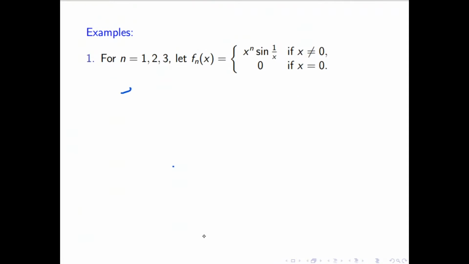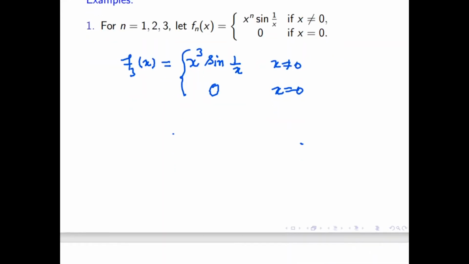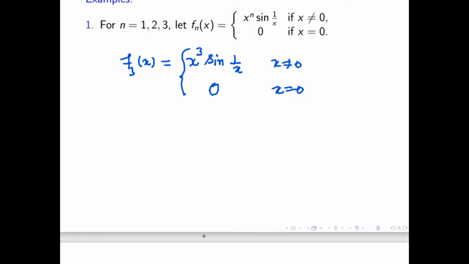So what is f3 here? f3(x) is x cube sine 1 by x, and it takes value 0 when x is 0. To check whether this function is differentiable or not, we have to check whether its limit exists. The problem is only at x equal to 0; otherwise, when x is non-zero, x cube is anyway a differentiable function and sine is also differentiable, so there is no need to check. So we'll check at x equal to 0.